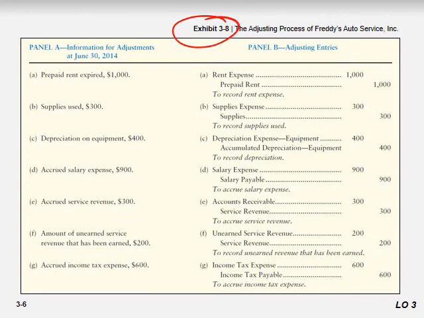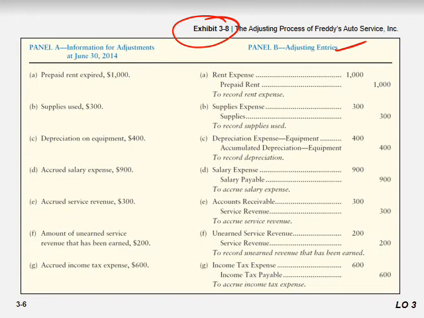So Exhibit 3.8 summarizes the adjustments of Friday's Auto Service Incorporation at June 30. The adjusting entries we have already examined over the past few slides. So panel A repeats the data for each adjustment, while panel B gives the adjustment entries. We'll see panel C on the coming page, in which the adjustment entries are posted.